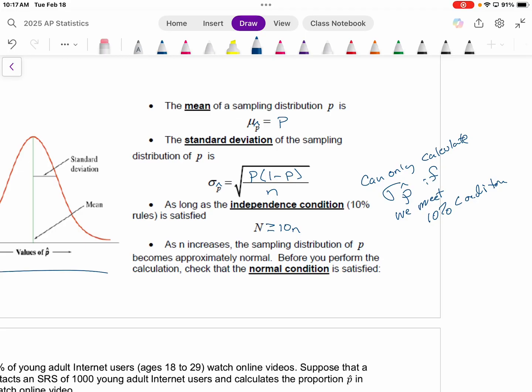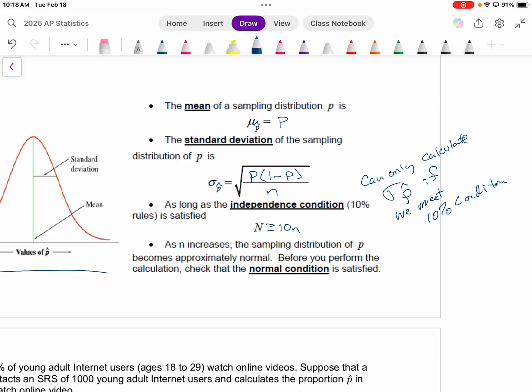For example, if we did a random sample of 500 students at Beach High School, and then we're saying, okay, do we meet the 10% condition? Well, what's 10 times 500? 5,000, right? Are there 5,000 kids in the school? No, so we would fail the independence condition on that one, so we wouldn't go through and recalculate a standard deviation and try to do the normal probability stuff.